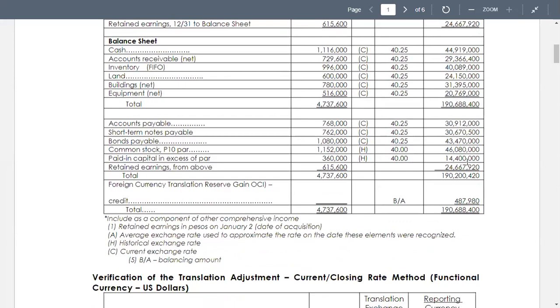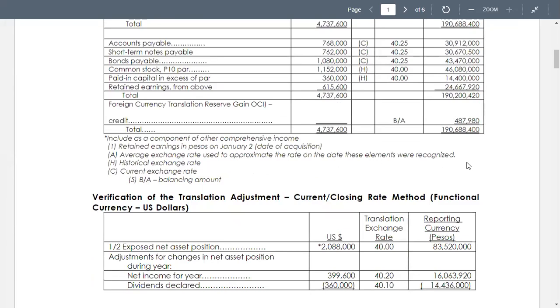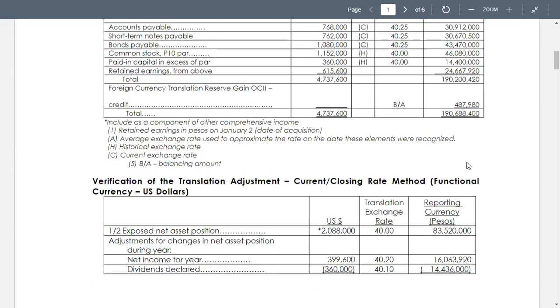Now, for your guide for the letters, we have A, average exchange rate; H, historical exchange rate; C, current exchange rate; and BA, the balancing figure. So for that, we have the amounts to be considered, including your foreign currency translation reserve. Now we go to the verification of the translation adjustment, current closing rate method. We are still on the functional currency method.